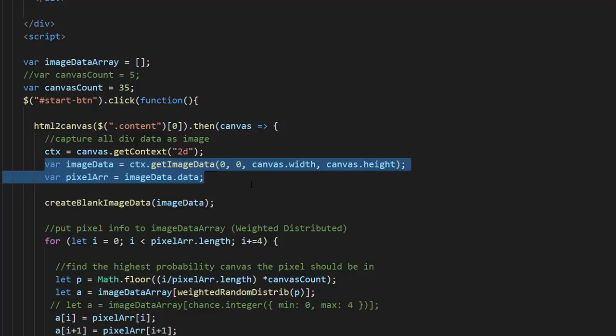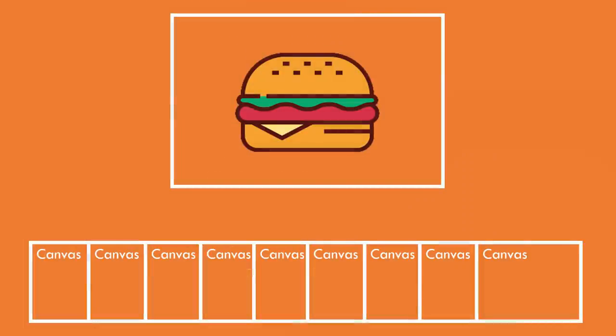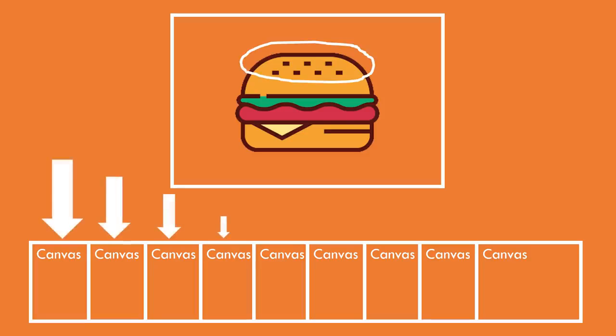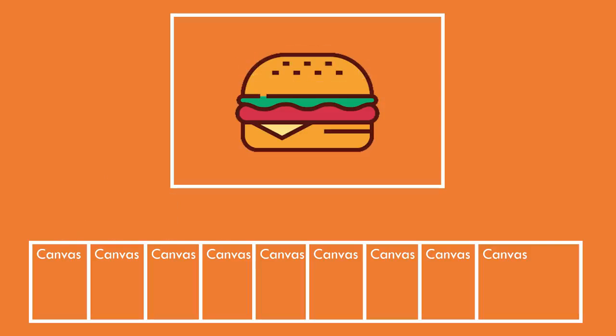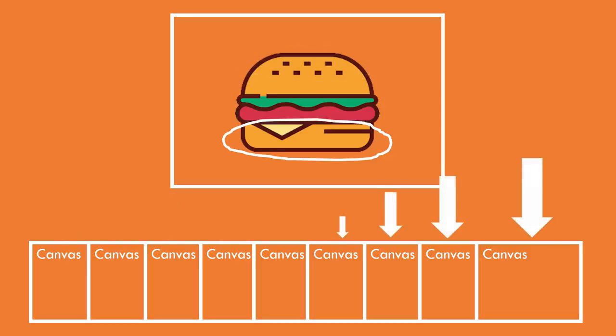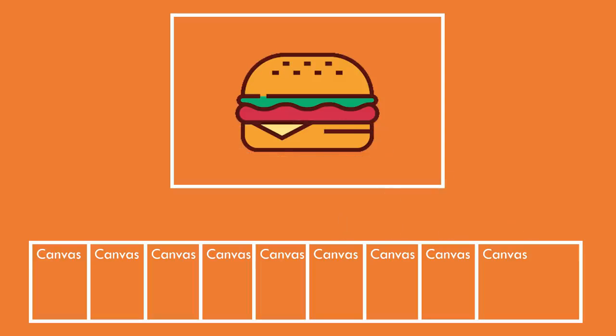Now if you remember, next step is to chop them to pieces. We have the pixels array. We'll try to distribute the pixels data to multiple canvases. But this is a little bit tricky since we want the animation to start fading away from top to bottom. We need the majority of pixels at the top of the burger to be in the first group of canvases and the majority of bottom pixels in the last canvases group. This way, when we start each canvas animation sequentially, it will look like it's fading from top to bottom.